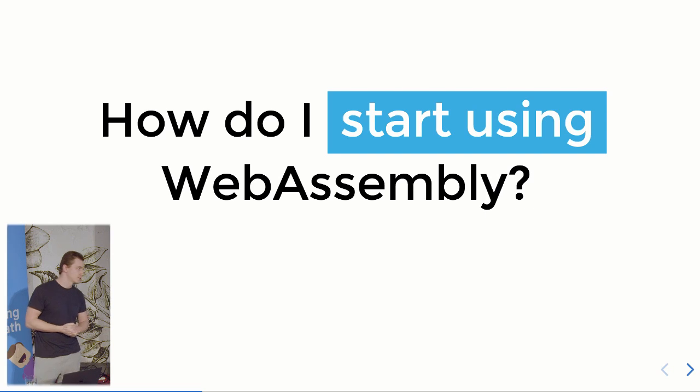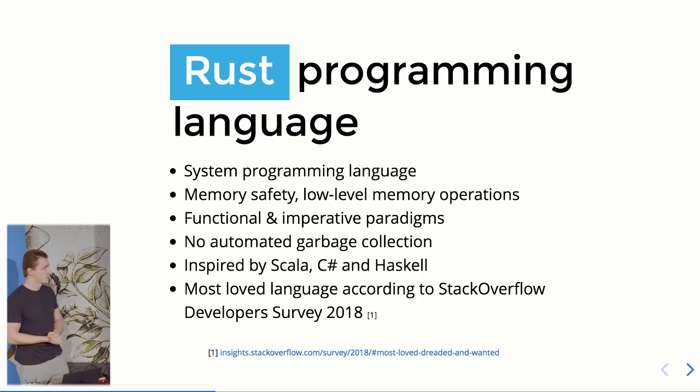How can we actually start using WebAssembly? As I mentioned, my language of choice is the Rust programming language. And to answer your why question, here is the list of its features that I believe make it a great one. So first, Rust is a system programming language. It is memory safe, though it provides low-level memory operations, such operations that you most likely will see again in C and C++. It supports both programming paradigms, functional and imperative. It doesn't have automated garbage collection.